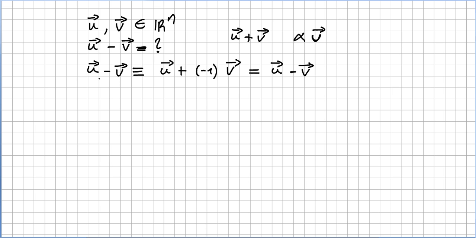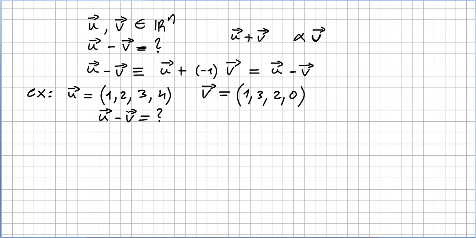So the subtraction is defined as the addition of u plus the vector v with the scalar multiplication by minus 1. Okay, so now you check the definition for this multiplication. And that will be the subtraction of two vectors.